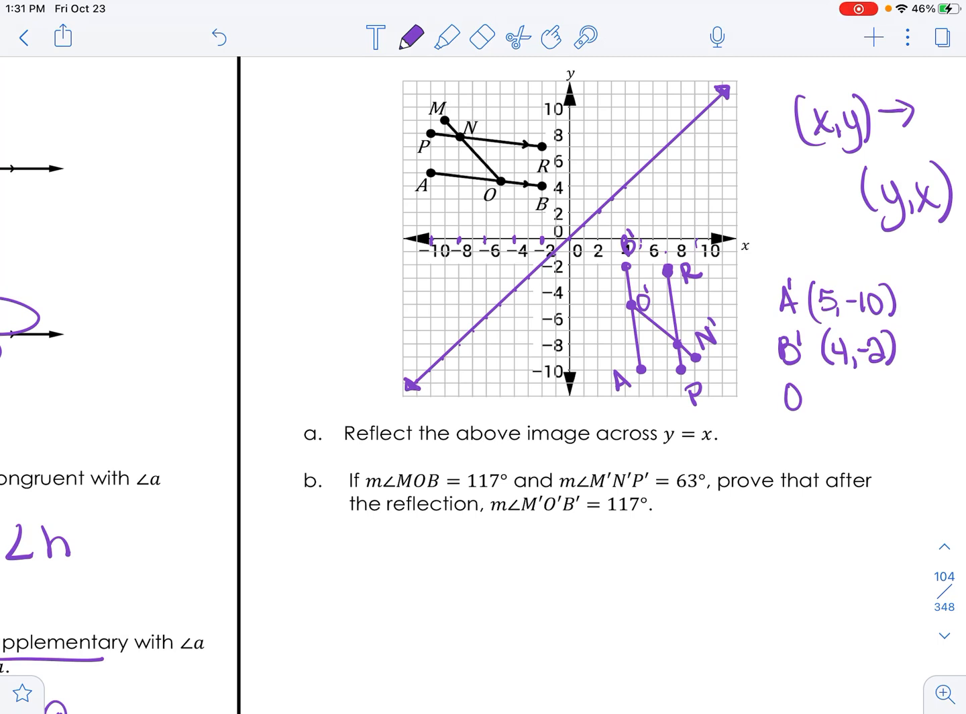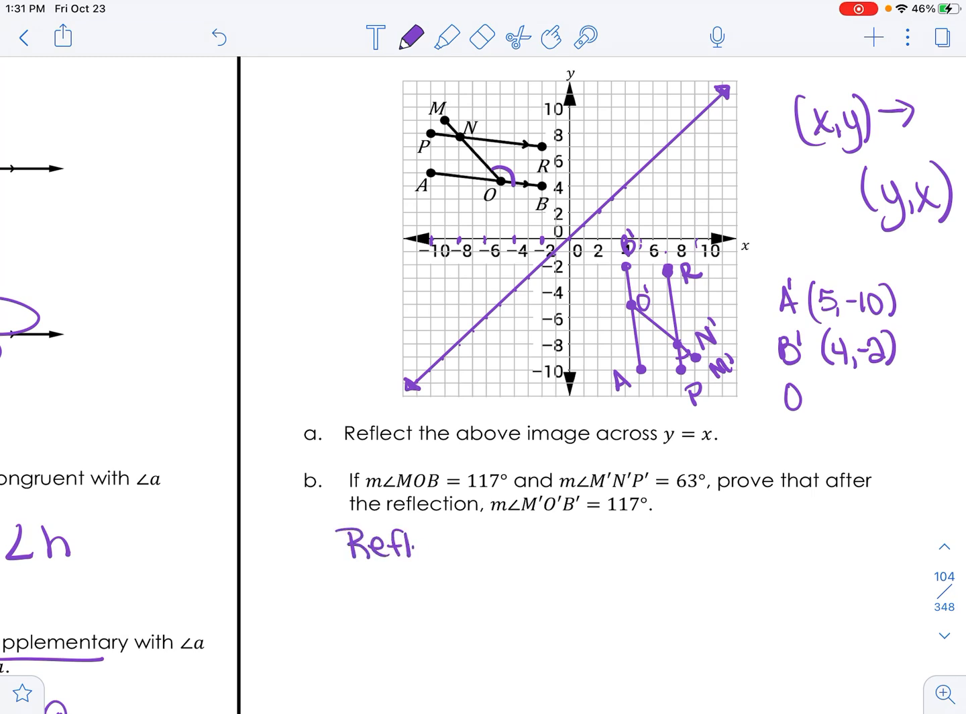It says if angle MOB is equal to 117 degrees. Okay, so MOB right here. Okay, and angle M prime, N prime, P prime is at 63 degrees. M prime, I didn't write M prime, did I? N prime, P prime is 63 degrees. Prove that after a reflection, angle M prime, O prime, B prime is equal to 117.